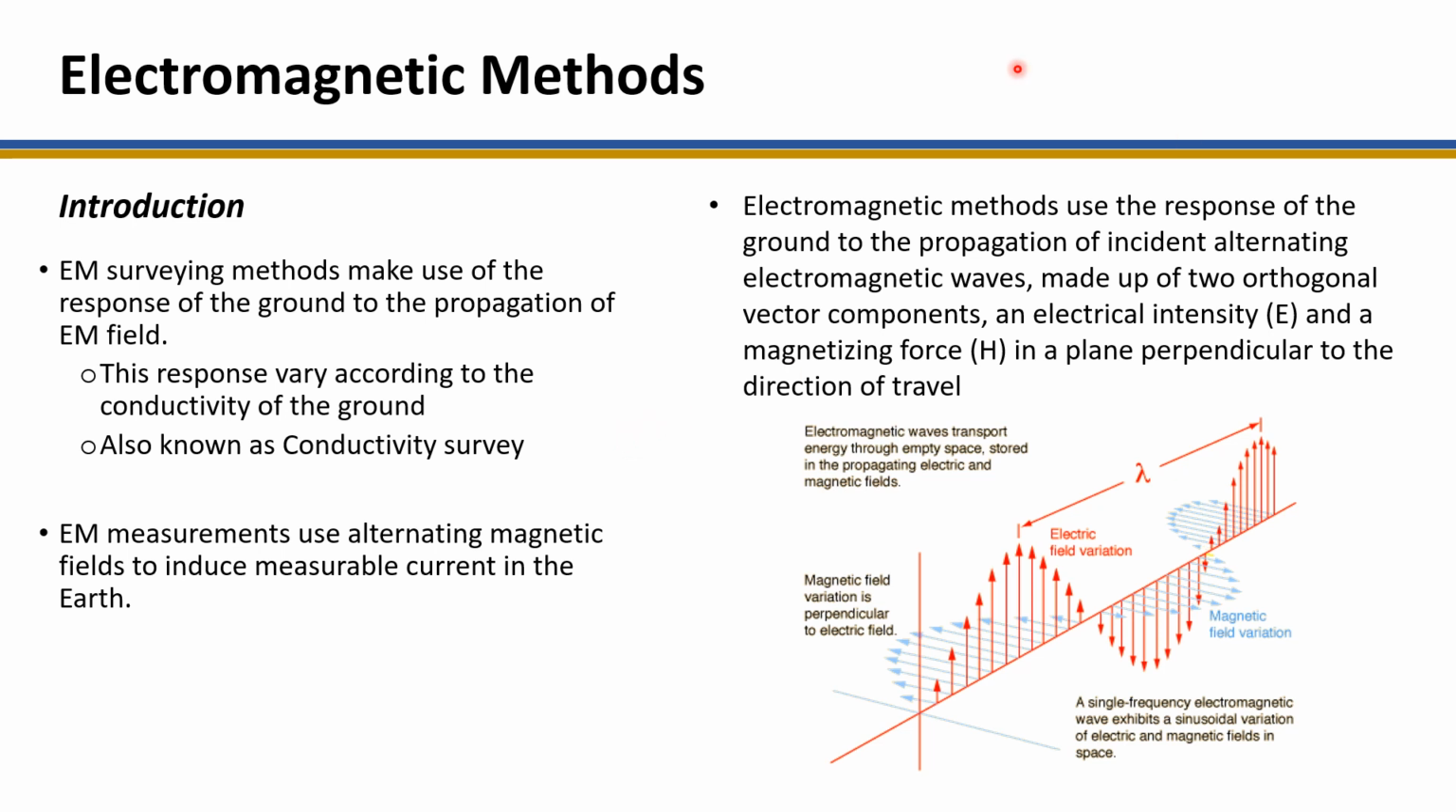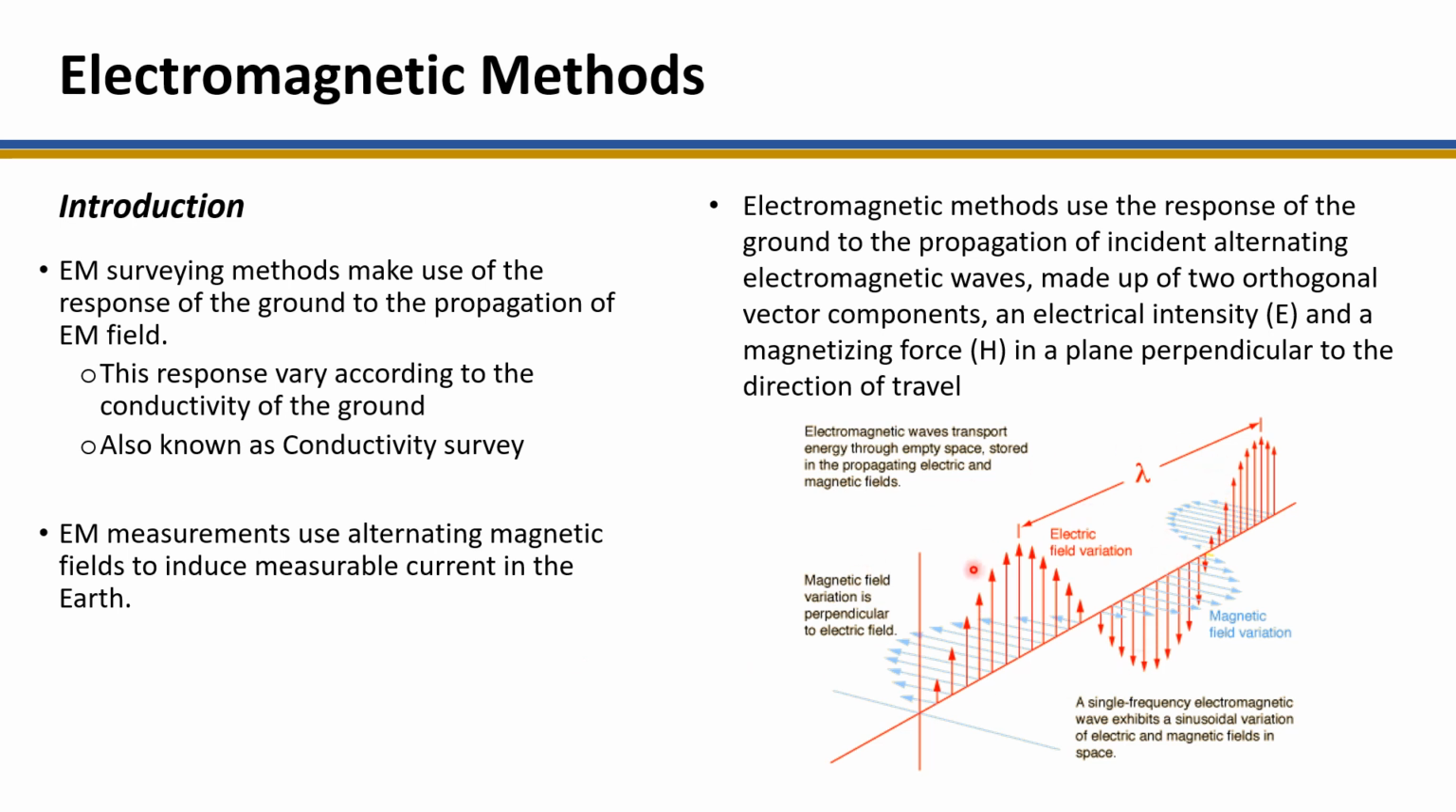EM measurements use alternating magnetic fields to induce measurable currents in the earth. The induced current then creates its own magnetic field, which can be measured at the surface. The strength and shape of the induced magnetic field depend on the conductivity of the ground.